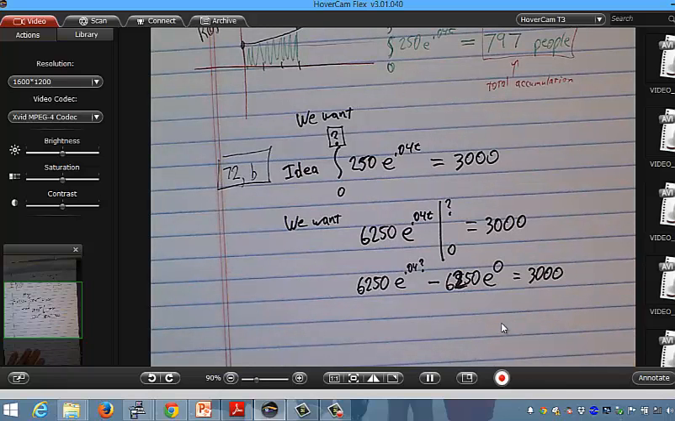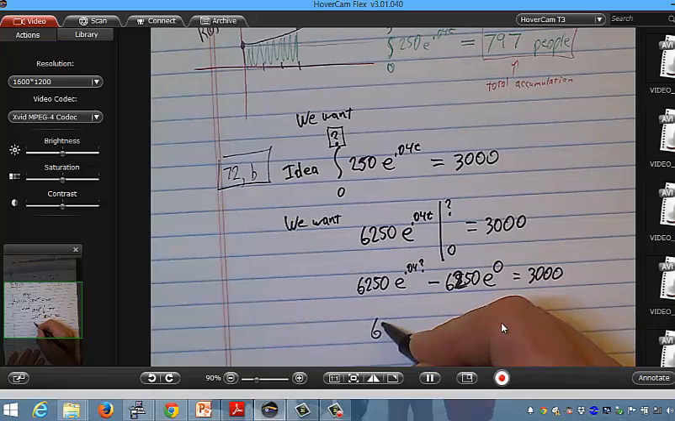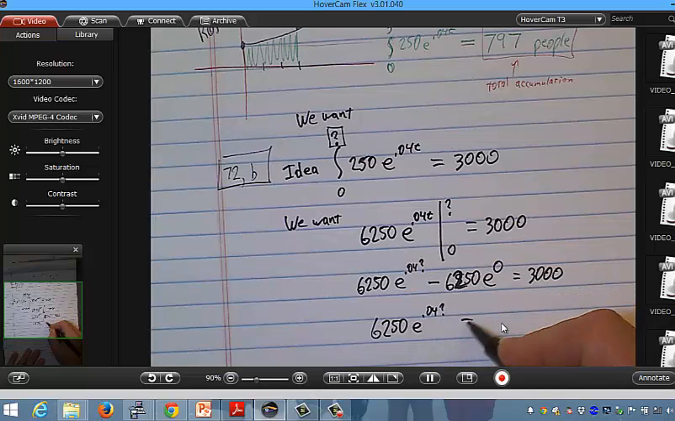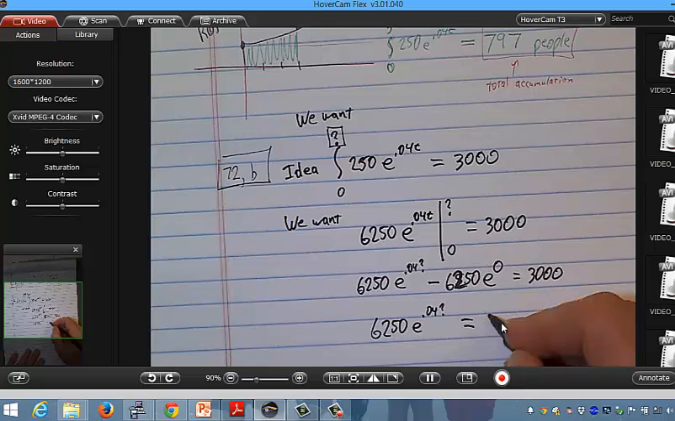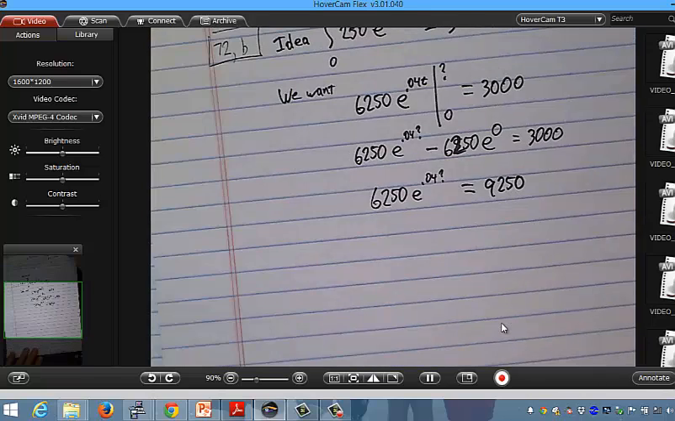You see it? Brian, you see what to do now? That's 6250, right? So what we get now is 6250 e to the 0.04 question mark is equal to, and this is 1. So if you add 6250, you get 9250, because we started at 3,000. And the first time they did this, they missed that. Oh, we're starting at 3,000.